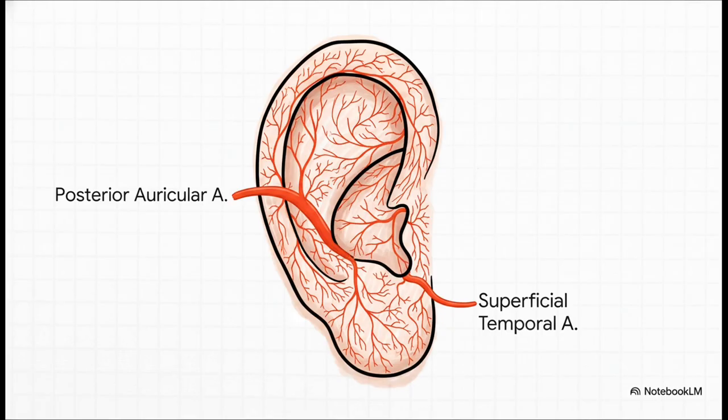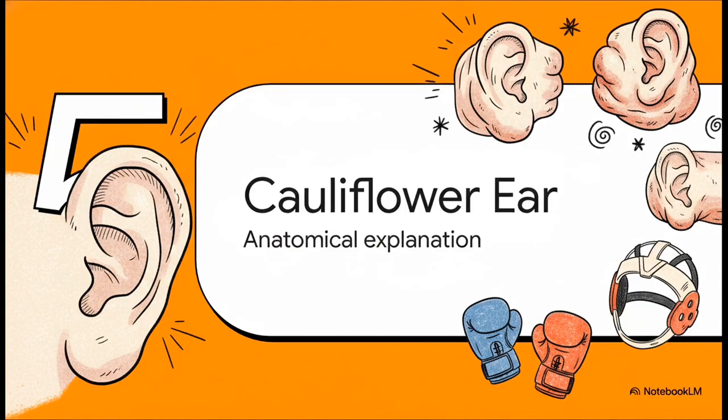It's fed by two main branches from the external carotid artery. You've got the posterior auricular artery, which is the main player. It supplies the back and even sends branches through to the front. And then it's backed up by the superficial temporal artery, which takes care of the front. This dual supply is exactly why the ear is so tough and can survive some pretty nasty injuries without dying off.